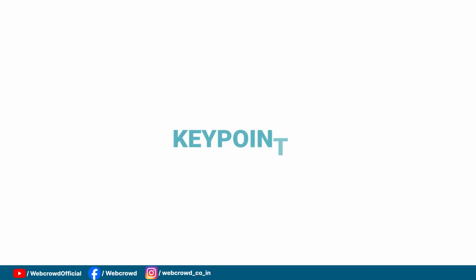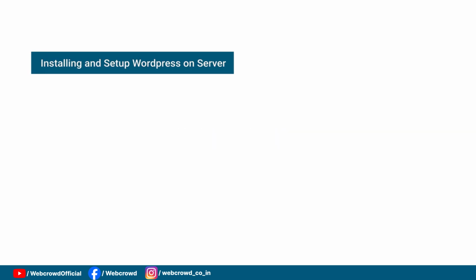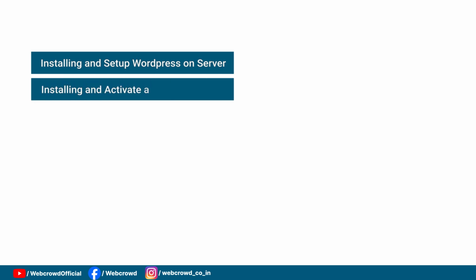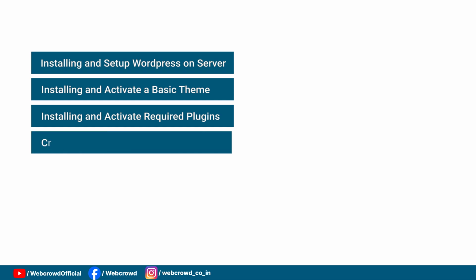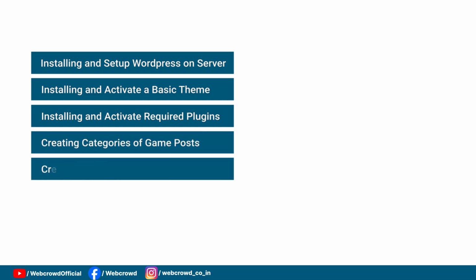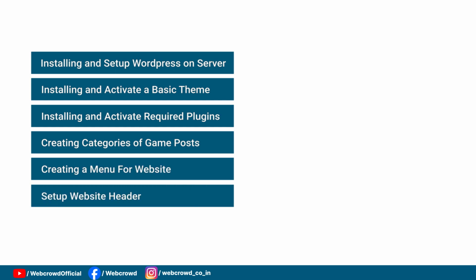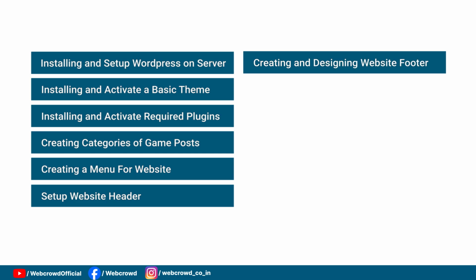Before starting the video, let me introduce some points that I am going to cover throughout this tutorial. The very first step is installing and setting up WordPress on the server. Second, we will install and activate the basic theme. After that we will install and activate the required plugins, which I will discuss throughout the video. After that we will create the categories for the game post. After that we will create the menu for our website. Then we will set up our header, and then we will create our footer.